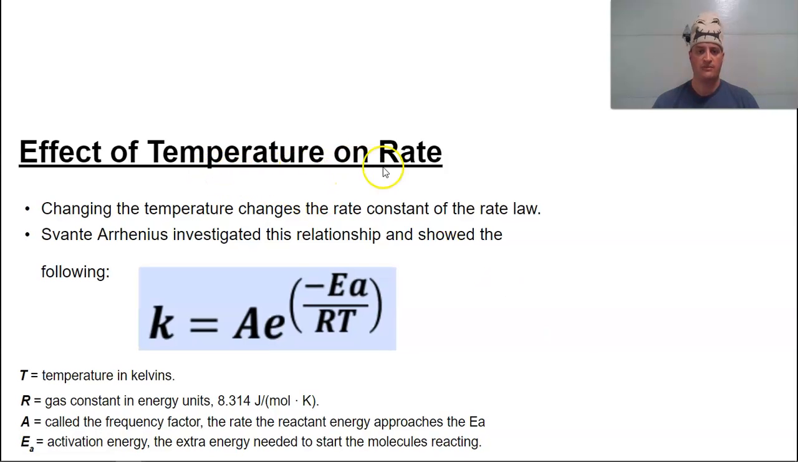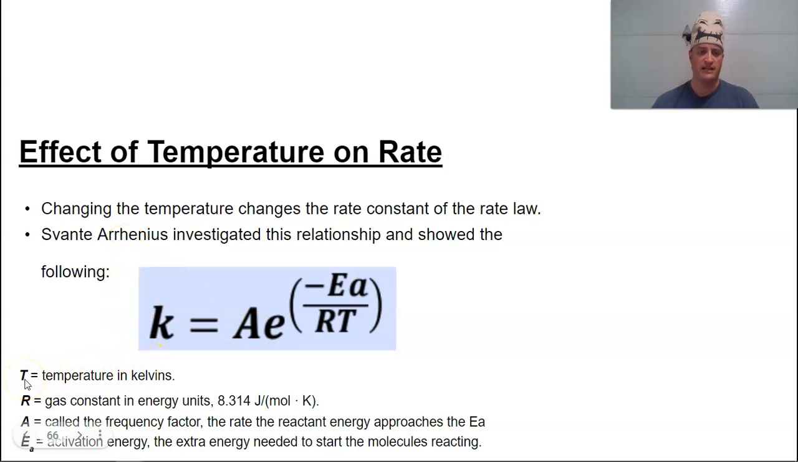Now, the effect of temperature on rate we've talked about in a qualitative sense, without looking at it quantitatively. Changing the temperature changes the rate constant, k, of the rate law. We haven't talked about how or why, but this is meant to illustrate a representation found by Arrhenius back in the day.